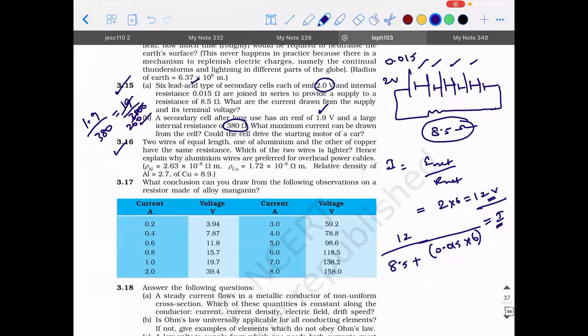Okay, next. What about 3.16? Two wires of equal length, one of aluminum and the other of copper, have the same resistance. Which of the two wires is lighter? Hence, explain why aluminum wires are preferred for overhead power cables. The resistivity of aluminum is given, resistivity of copper is given. Relative density of aluminum is 2.7, of copper is 8.9.